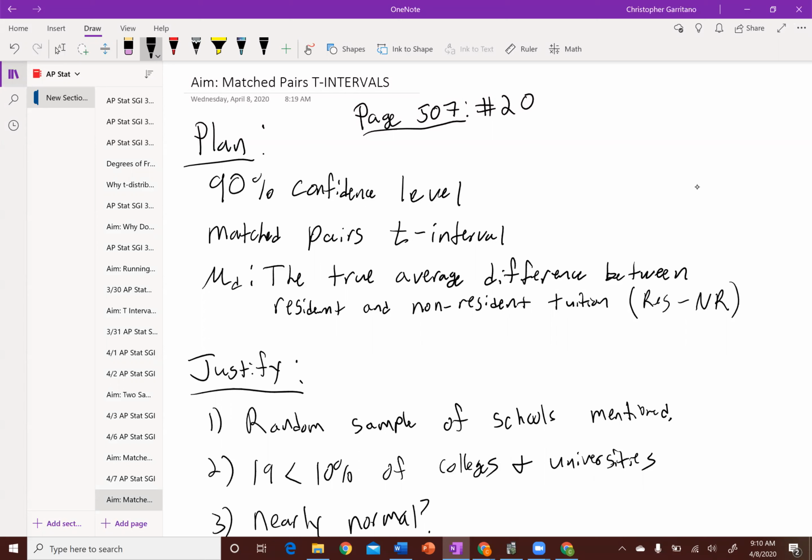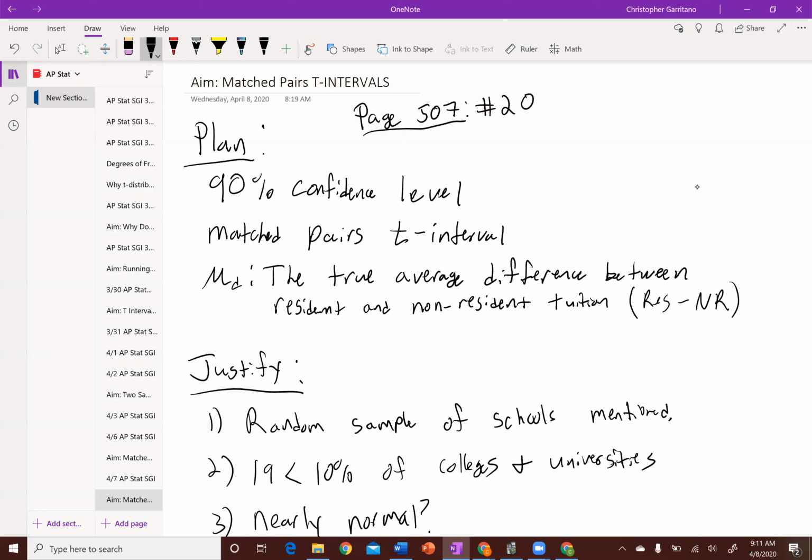So we're going to do a 90% confidence level, as we were told. This will be a matched pairs T interval. How do I know that? Well, reading through it, notice that there are two lists of numbers, but each of those lists is being generated from the same sample of 19 public colleges and universities. So this one sample of universities and colleges is generating both lists of data. And so we have a very natural way of pairing each resident and non-resident number. All right, so this is going to be a matched pairs T interval.